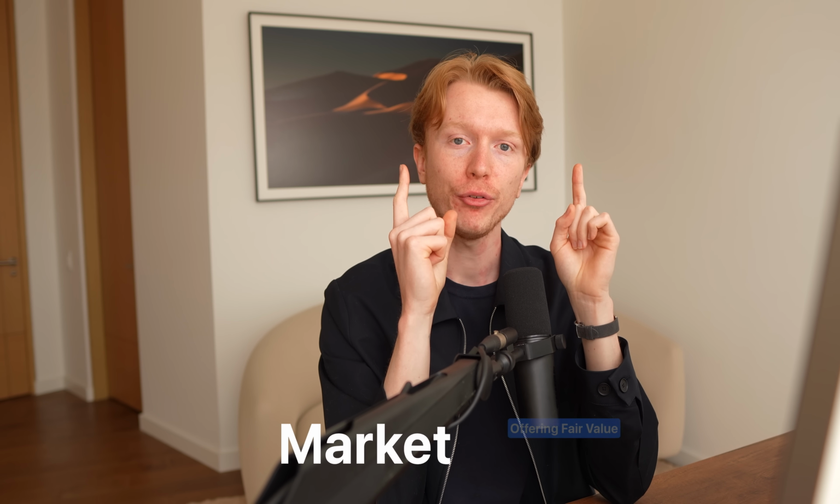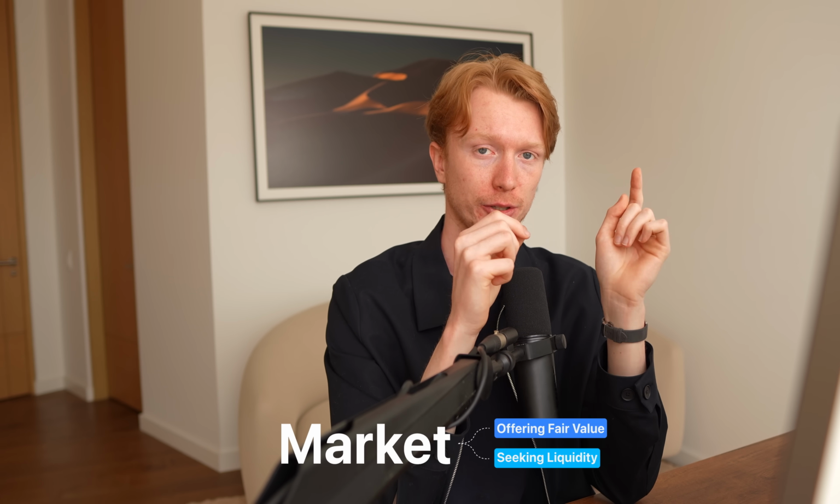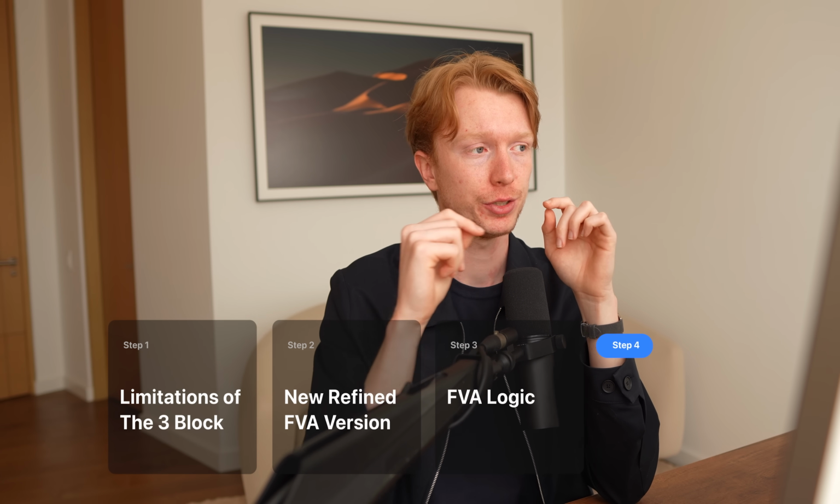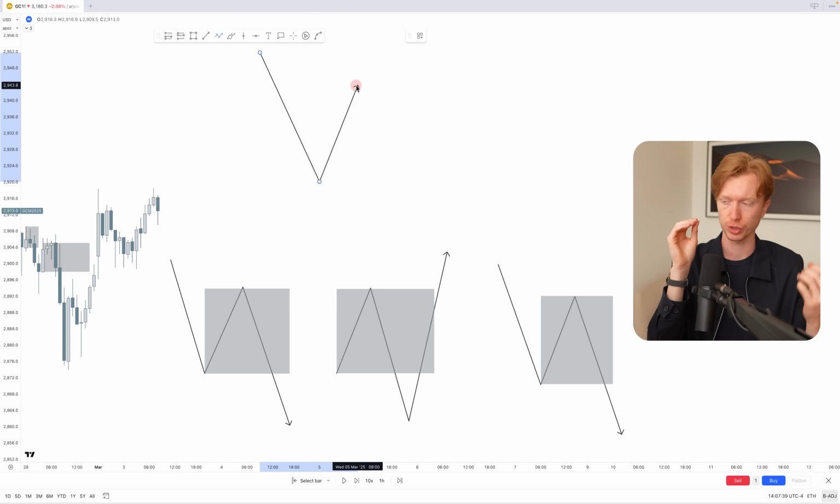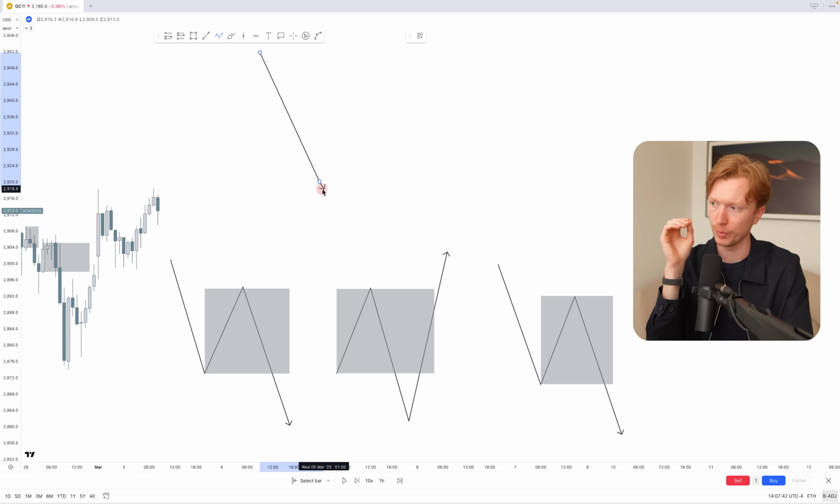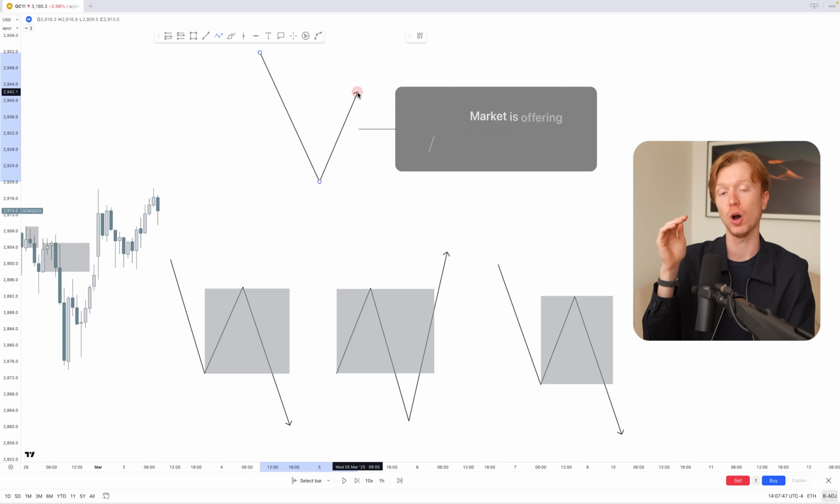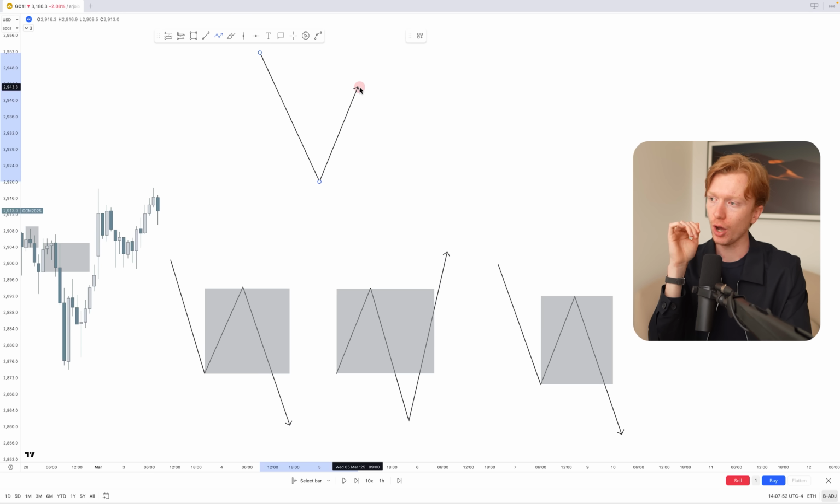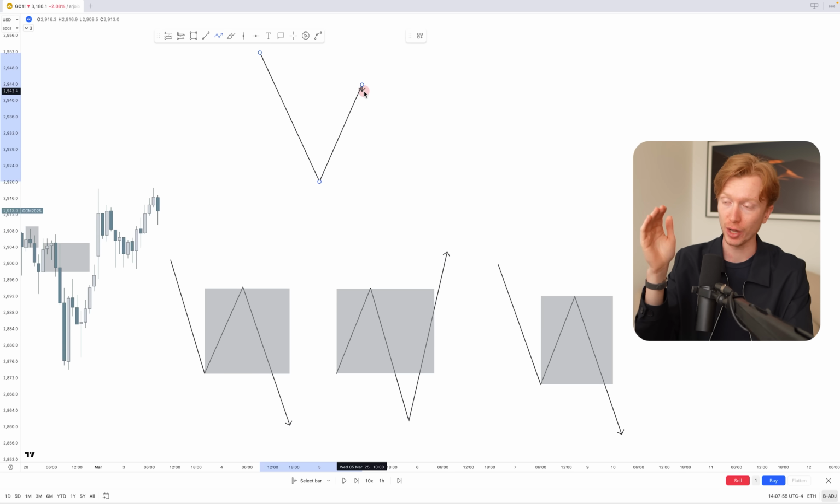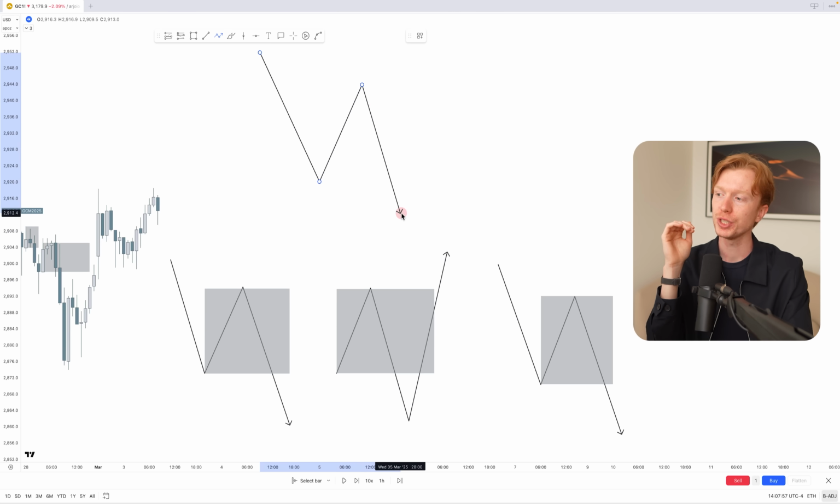So the market runs on this logic, at least for my trading plan. For you, it might be different. For my trading plan, the market runs on this logic, where the market is either offering fair value or it's seeking liquidity. And that topic is going to return in a later step as well. But what the market is doing right there is, since it's moved too fast towards one side of the market with that down movement, it now creates this retracement. That retracement is created because it also needs to offer buyers a fair chance to get involved. It's offering fair value. And once it's done with that offering of fair value, we start to continue lower right there.